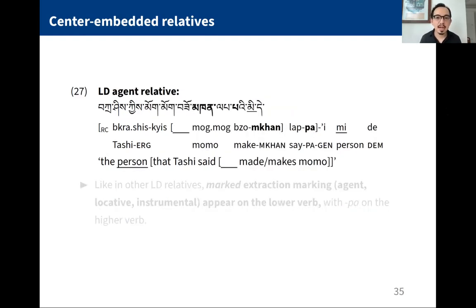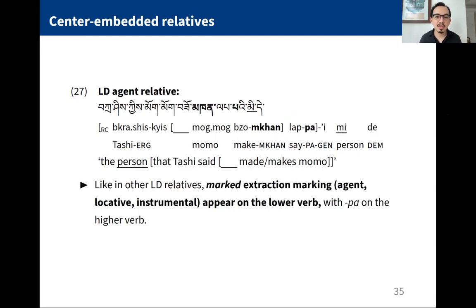Now let's look at a long distance agent relative with the center embedded word order. And here we get more expected, or at least familiar, morphology, where like in other long distance relatives, which we've already seen, we get marked extraction marking morphology, by which I mean the specialized agent, locative, or instrumental morphology on the local lower verb. And simultaneously, we get pa at the edge of the higher verb, at the edge of the entire relative clause. It's not possible to change that to a finite form or put the agent relative marker on the higher verb, etc.